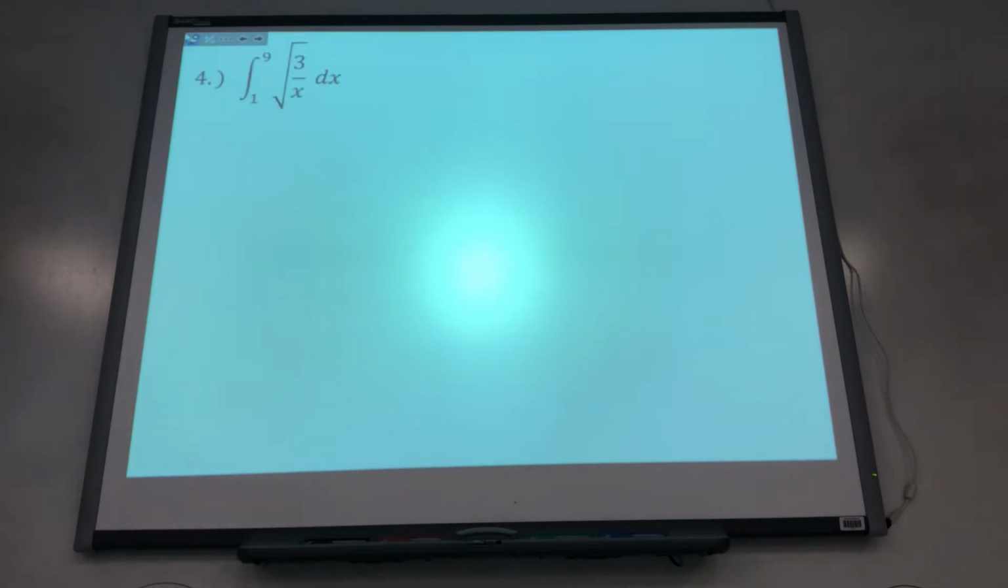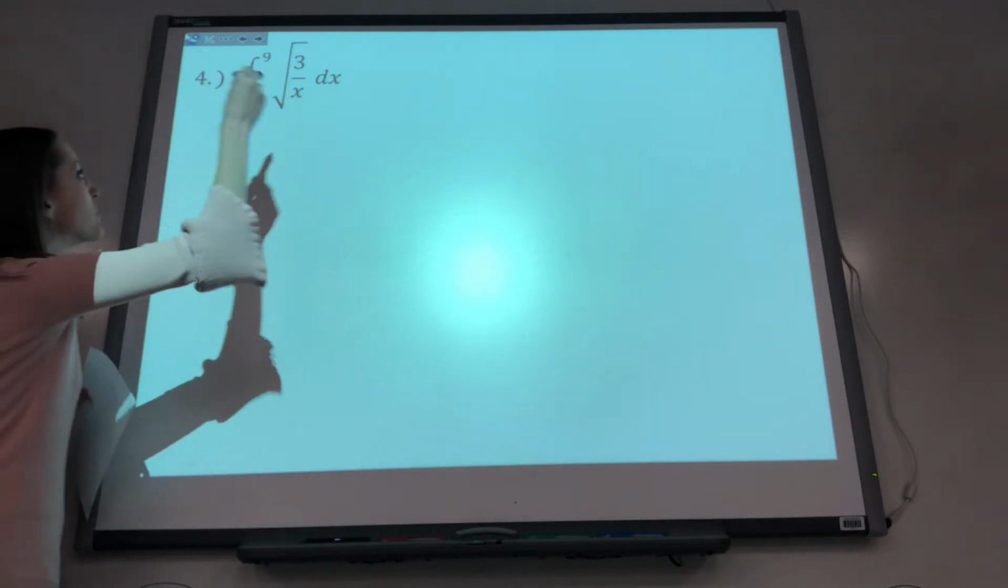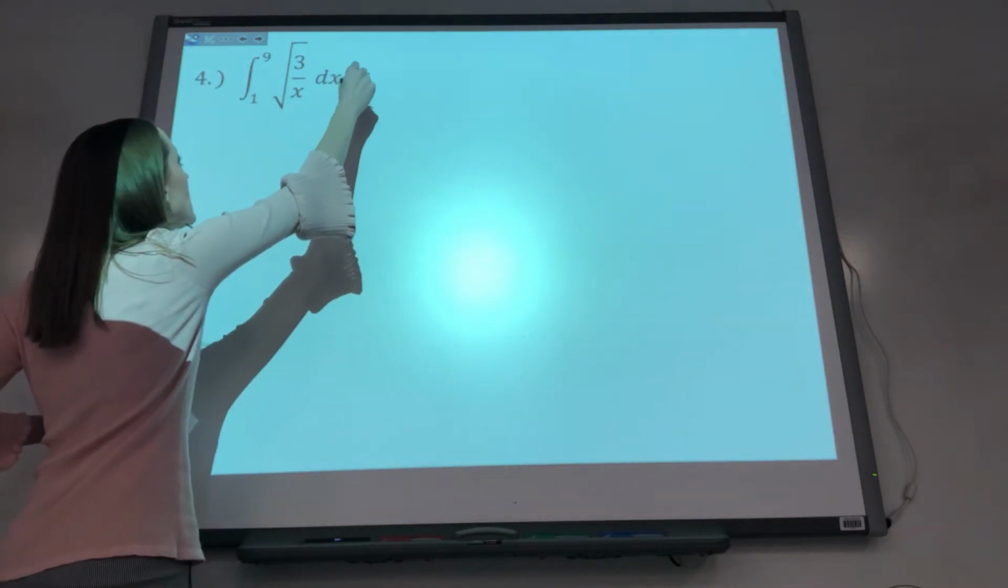All right, last one. Example 4. I promise not as complicated, but there is a square root. It's the integral from 1 to 9 of the square root of 3 divided by x dx. Now, once we finish this example, I am going to show you something you can do on your calculator to check your answers. So don't put your notes away just yet if you finish this a little bit early.